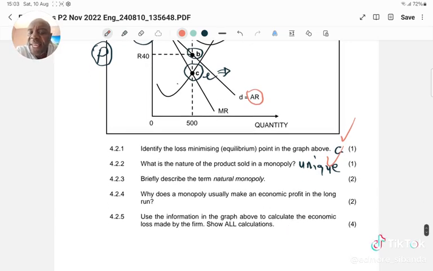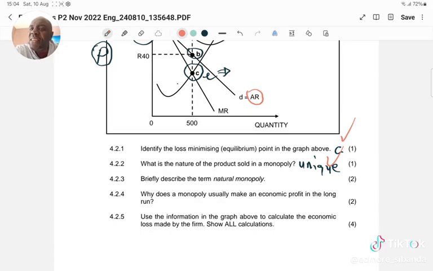4.2.4. Why does a monopoly usually make an economic profit in the long run? What is an economic profit? An economic profit occurs when revenue is greater than cost. When average revenue is greater than average cost, that becomes an economic profit. So the examiner is asking why a monopoly will continue to enjoy economic profit in the long run. Remember, perfect competitive businesses do not enjoy economic profit in the long run because of freedom of entry.